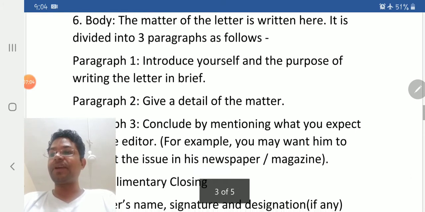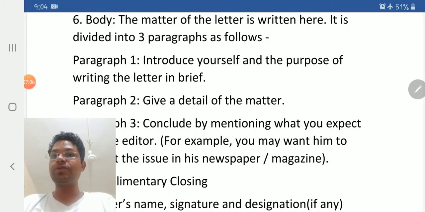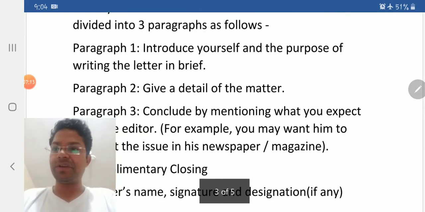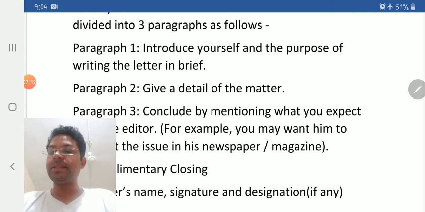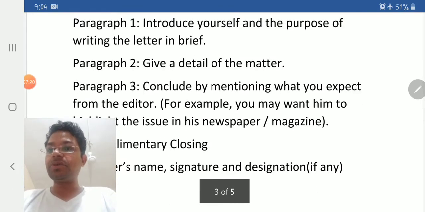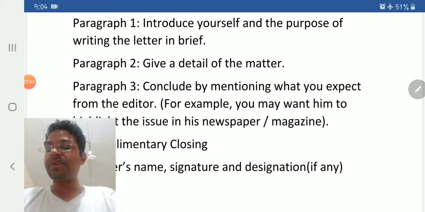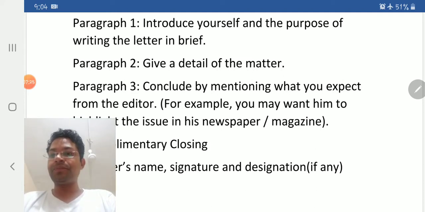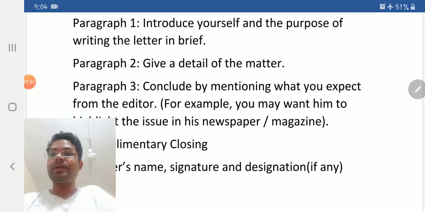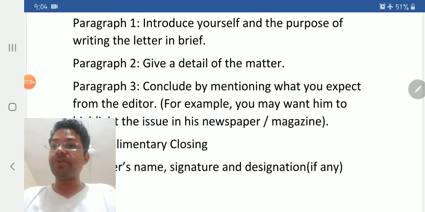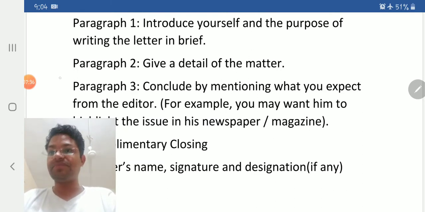Now what is in the first paragraph? Paragraph number 1, you have to introduce yourself and the purpose of writing the letter in brief. So the first paragraph is just your introduction, and why you are writing the letter to them, you will explain in this paragraph. Then paragraph number 2, you will give them the detailed information of the matter. Matter means subject. On whatever subject you are writing, you give them detailed information. You don't just write "I think this" without concrete information. No, you have to write detailed information.